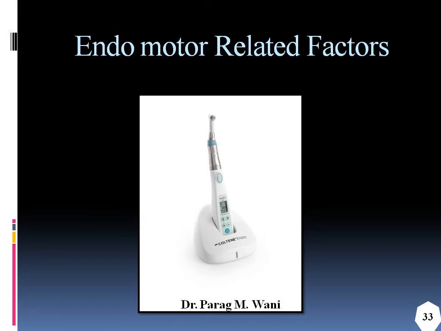With the advent of newer endomotors, file breakage due to this factor has gone down drastically because of the apical slowdown function, auto reverse function, adjustable torque and adjustable speed. We can manipulate the files according to our wish and there will be minimum breakage. Before, endomotors used to have no torque control and no speed control, so there used to be a lot of fractures because of the friction generated.